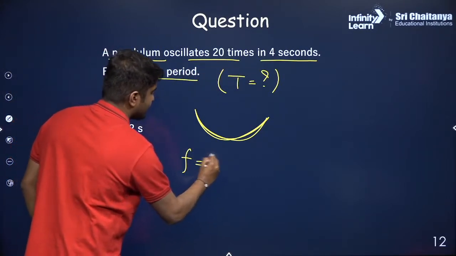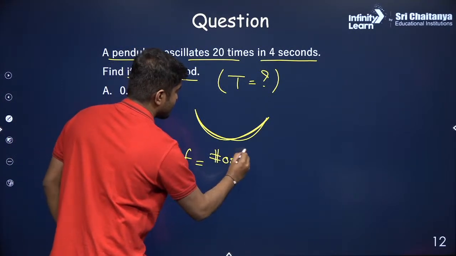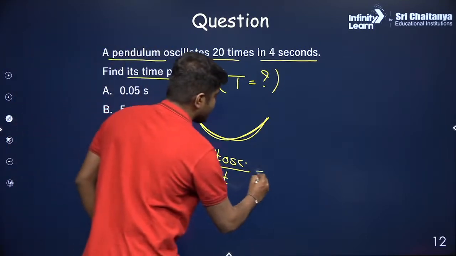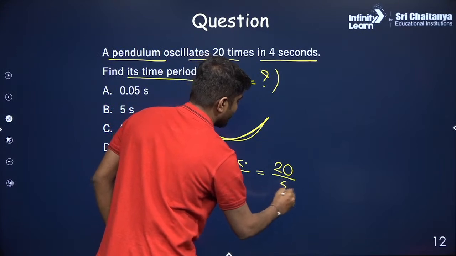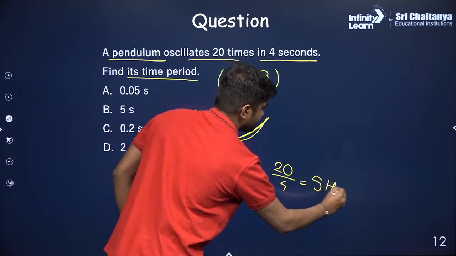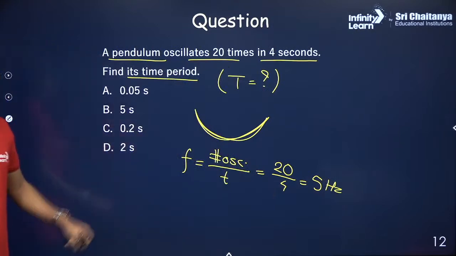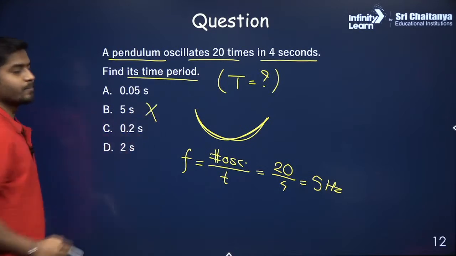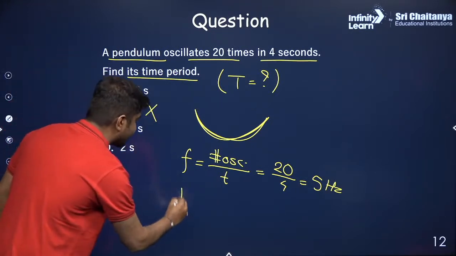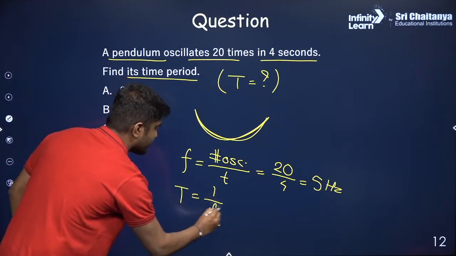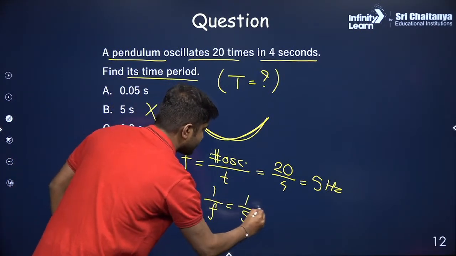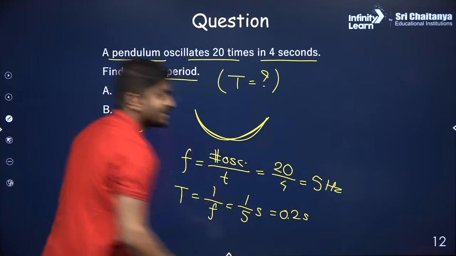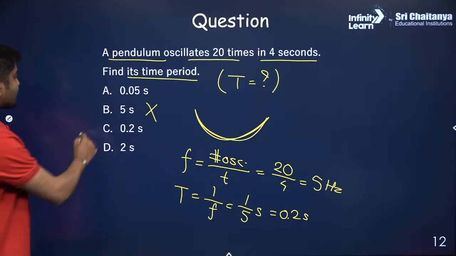What is frequency? Number of oscillations divided by the total time taken. So 20 oscillations divided by 4 is 5 hertz. This is frequency. This is not the time period. So whoever has written 5 seconds, that is wrong. And how will you calculate the time period? Time period is 1 by frequency. So that is 1 by 5 seconds, which comes out to be 0.2 seconds. So the correct answer is option C.